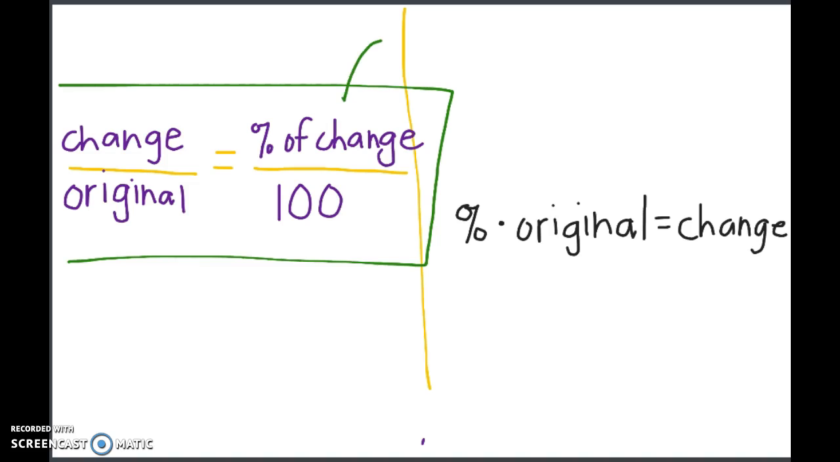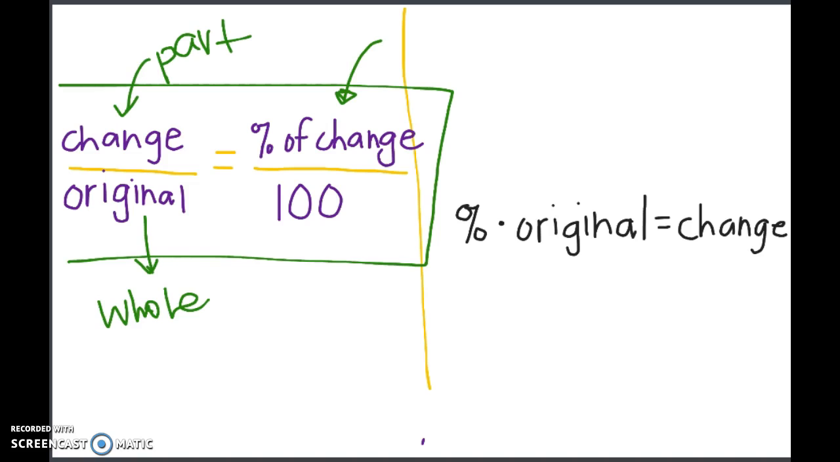The percent of change, which is the percent, goes over 100 just like normally. Then we have what did it change by? That goes over the original amount. The original amount is kind of like the whole. The change is kind of like the part. So you can set up a proportion this way, and I'll show you that way. Then you can cross multiply and divide.